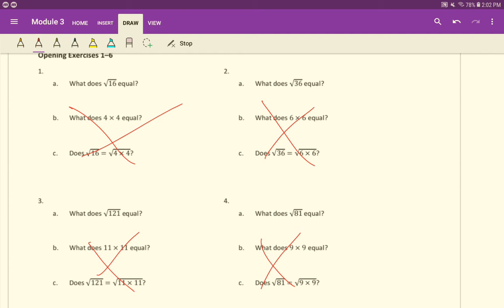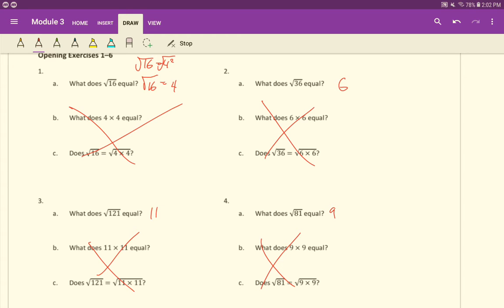So what does the square root of 16 equal? Well, the square root of 16 is 4. 16 is a perfect square, since 4 squared is 16. If we square root both sides, we end up with this right here. Square root of 16 is 4. What does the square root of 36 equal? 6. The square root of 121 is 11. Root 81, 9.